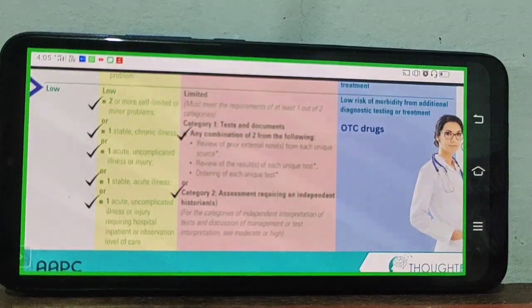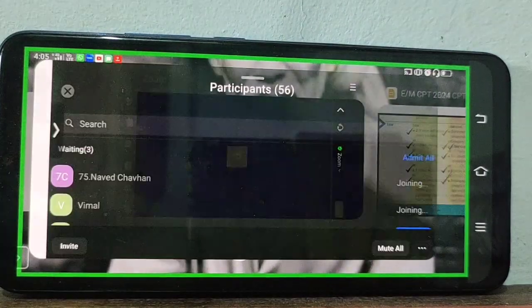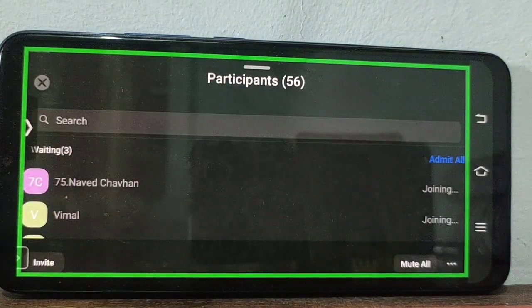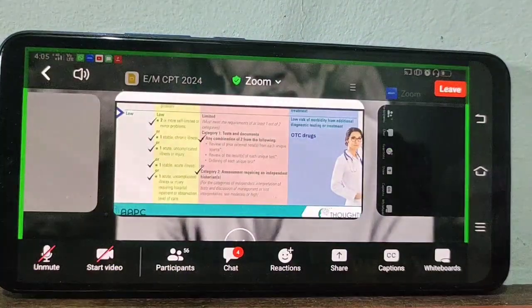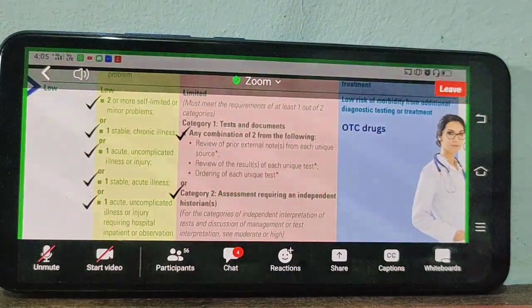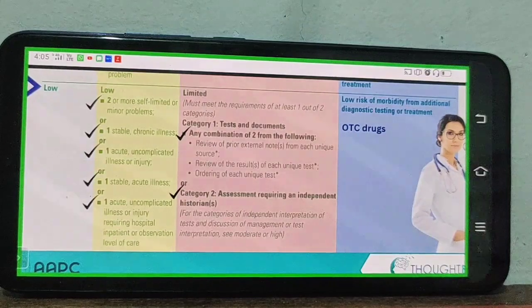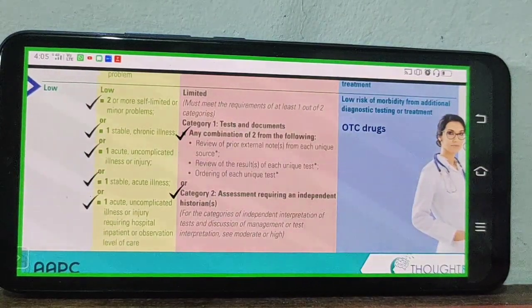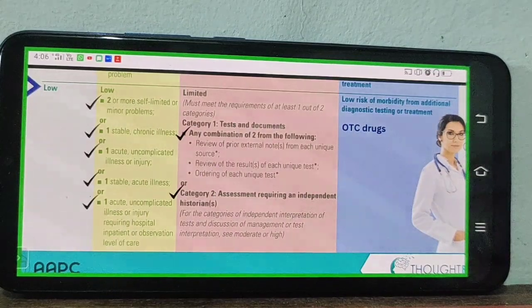So if a doctor reviews a prior external note, prior means the patient previously had a record. The record has not been taken newly. If a doctor reviews 2 different records, each will get 1 point. Then review of the test result. So the first point indicates the doctor reviews the previous health report of the patient. Then the second point, the doctor reviews the current test result.